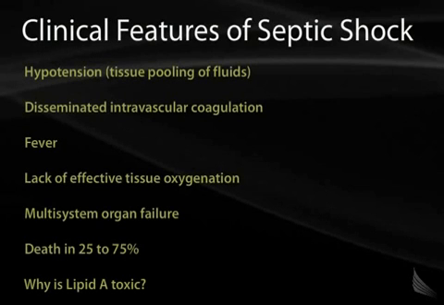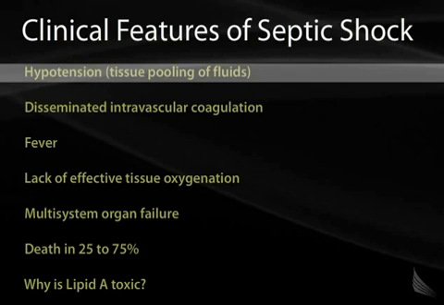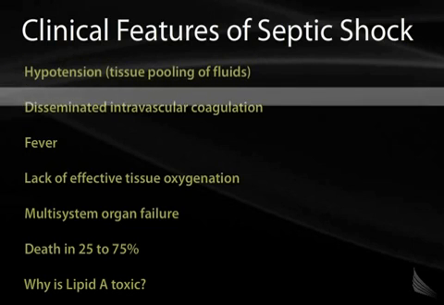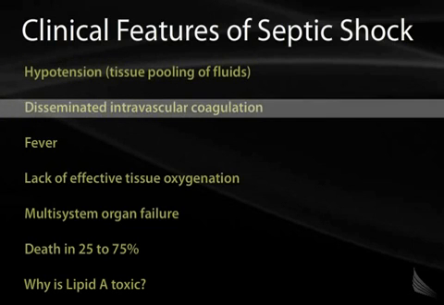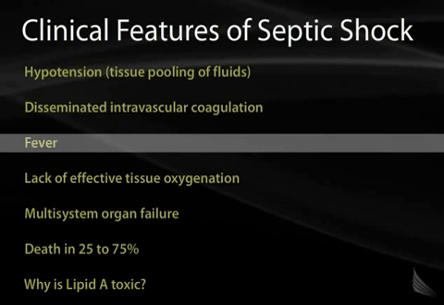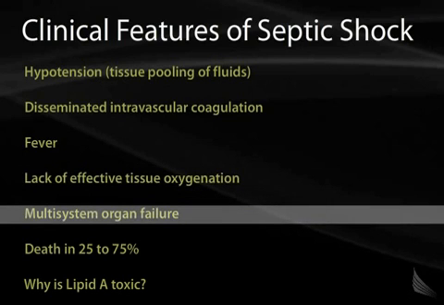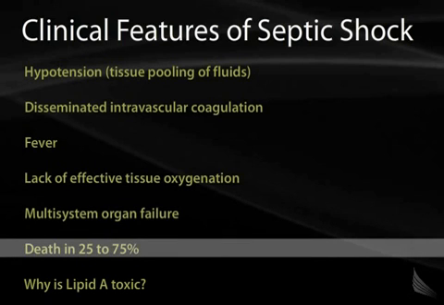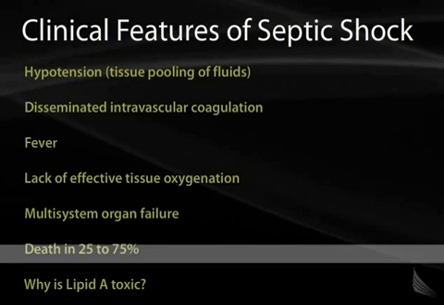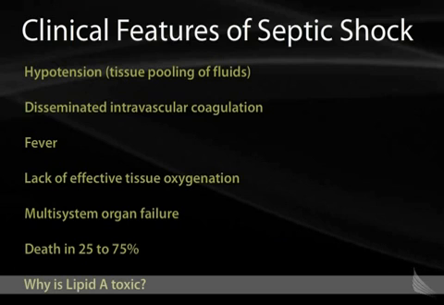Clinical features of septic shock is what you get when you get a lot of endotoxin. So you get hypotension or tissue pooling of fluids. You have disseminated intravascular coagulation. You have a fever, and then you're not able to perfuse your tissues enough, and so you start to lose organ production. You get multi-system organ failure, and you can die up to 75% of the time. This is why lipid A is toxic, because it can initiate this whole cascade of features which can eventually lead to death.